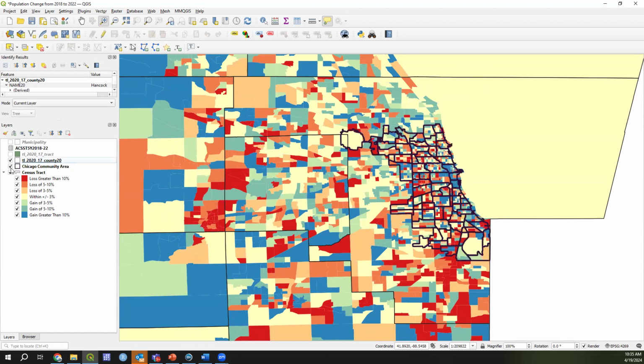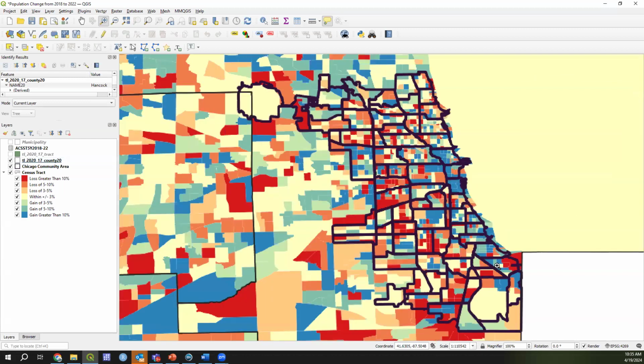And if you zoom in even further into Chicago, what's really interesting about the city during this time is that there's a lot of population gain despite overall loss of population in the city. The central areas, the Loop, River North, South Loop, certainly West Loop, have gained population. So the central part of the city has gained population.